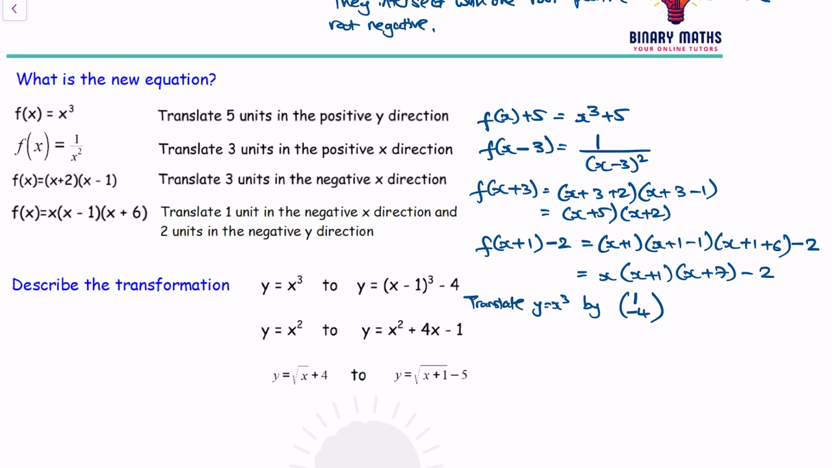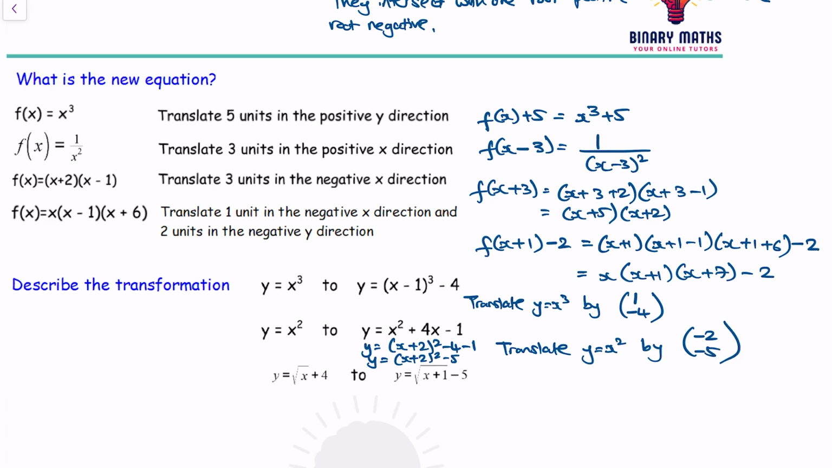Okay, y equals x squared to y equals x squared plus 4x minus 5. If I complete the square, I get y is equal to x plus 2 all squared, take away 4, take away 1, which is equal to y is equal to x plus 2 squared, take away 5, which means it's a translation of y equals x squared by, because it's x plus 2 all squared, you do the opposite, which is minus 2, and then there's a minus 5 at the end, so that means minus 5.